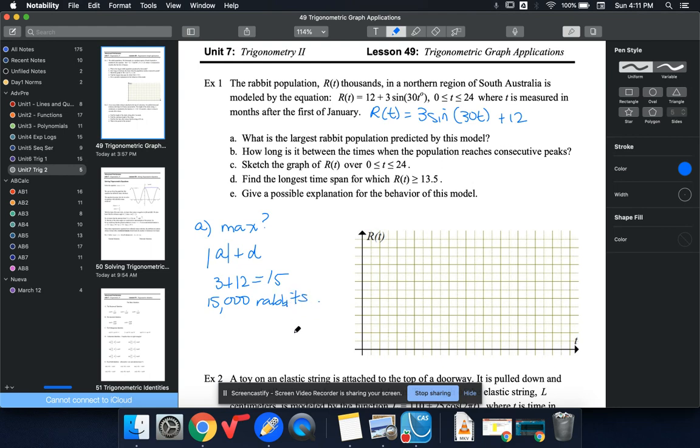Two B's in rabbit. Maybe. That looks funny. Okay. So how long between the times when the population reaches consecutive peaks? So they're asking me for time between maxes. Well, that's my period. And I know that the period is going to be 2 pi divided by the B value. Here the B is 30. So then my period is going to be pi over 15. And we're measuring our units here in months. So I've got pi over 15 months.